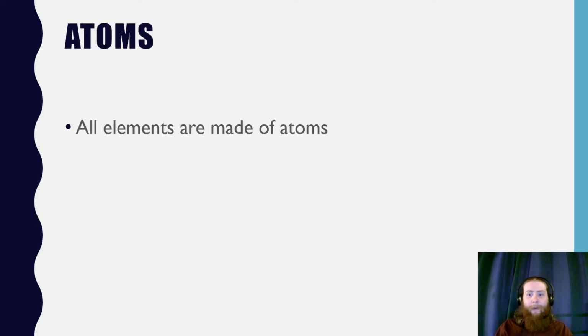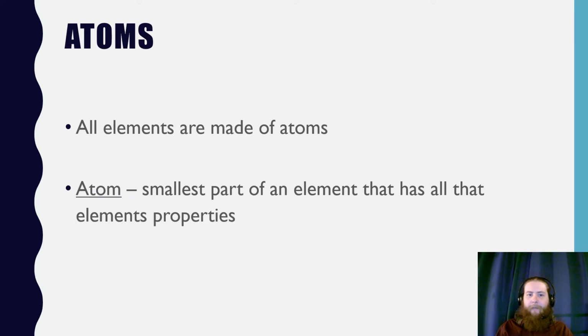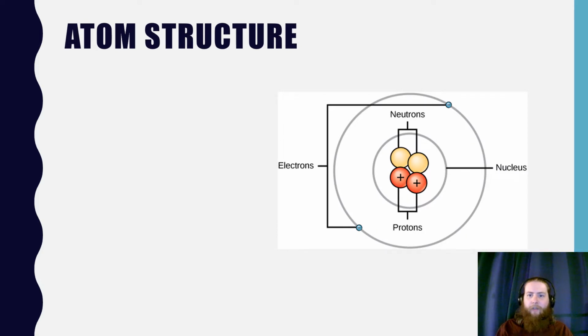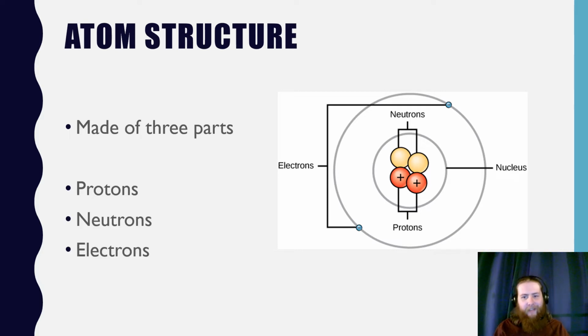All elements are made up of atoms, and the atom is the smallest part of an element that has all of that element's properties. The structure of atoms, we have three parts. We have the proton, the neutron, and the electron. And in this helium atom here, we have the neutrons here and the protons here, and these little electrons going around the outside. Each of those has an important role that it'll play.